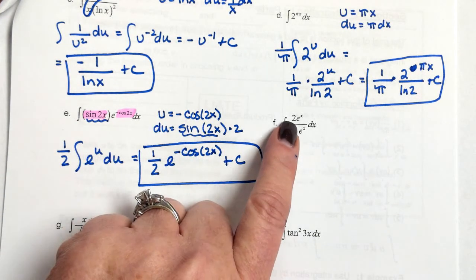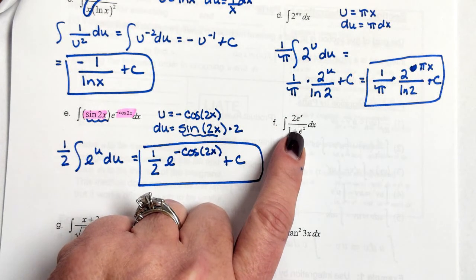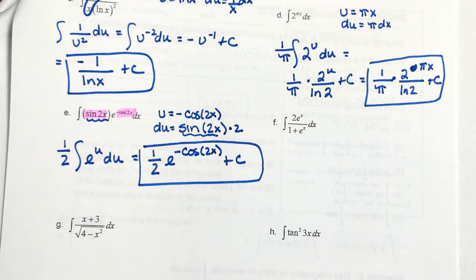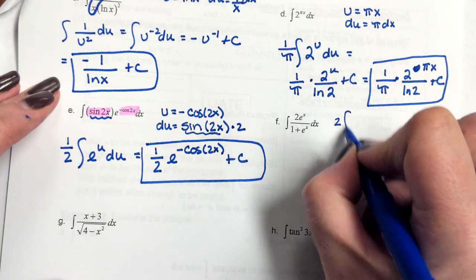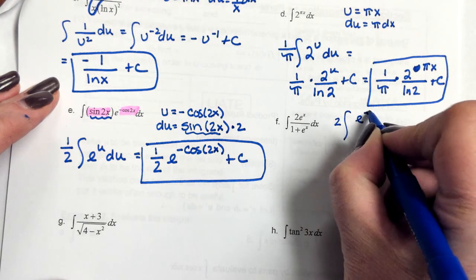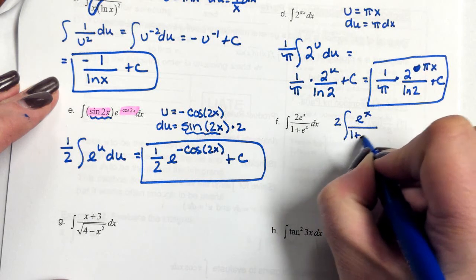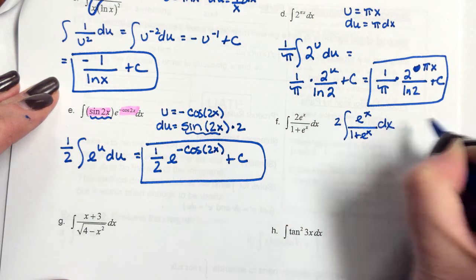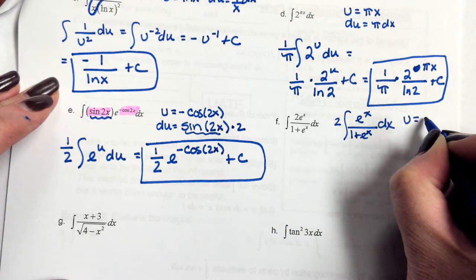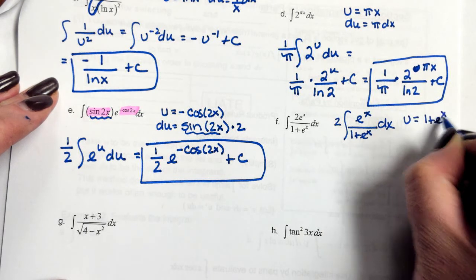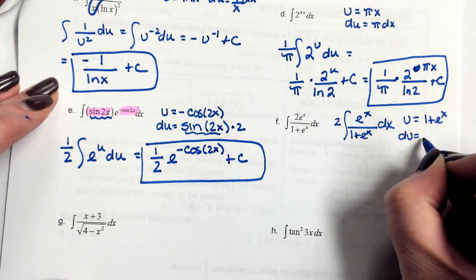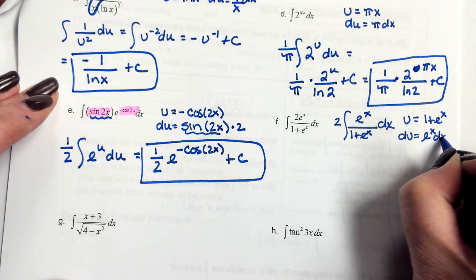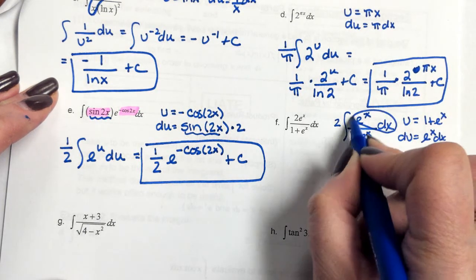So now notice you have an e to the x in the numerator, e to the x in the denominator. So we're going to go ahead and try a u sub. I'll pull out that constant first. So I'll have 2 times the antiderivative of e to the x over 1 plus e to the x dx. I'm going to let u be equal to my denominator of 1 plus e to the x. My du, derivative of 1 is 0, and then derivative of e to the x is my e to the x dx. So there's that du that I need.